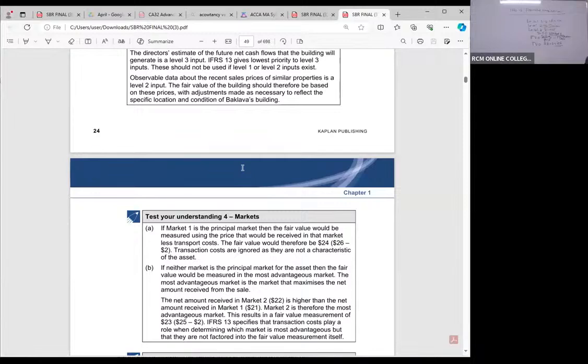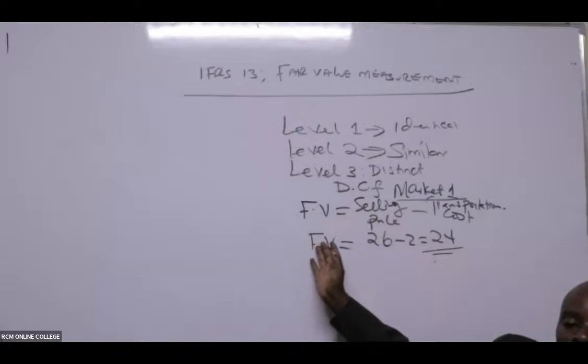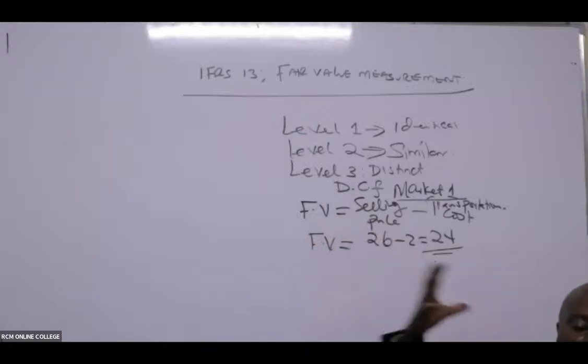So if market one is the principal market, then the fair value would be measured using the price that would be received in that market, less transport cost. The fair value would be 24, like that. Transaction costs are always ignored. So this asset, if you're taking it to the financial statements as an accountant, you shall carry it at 24.